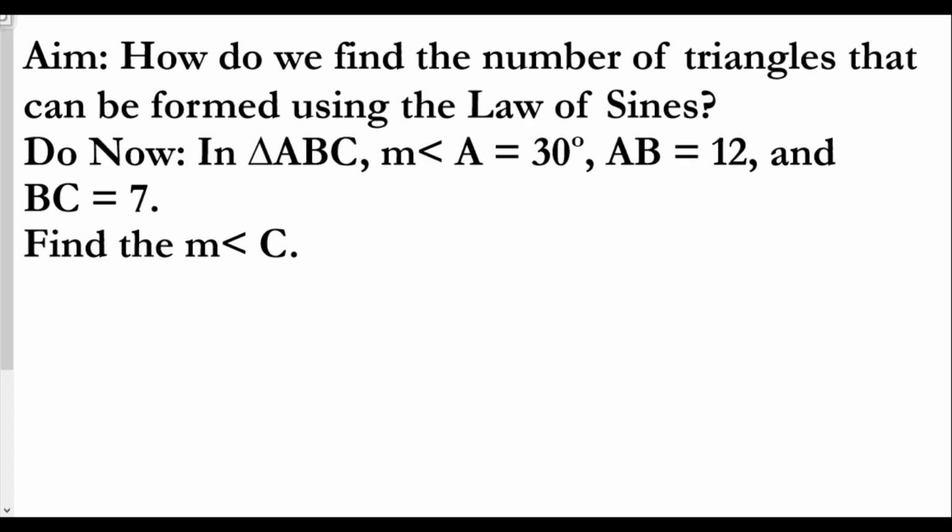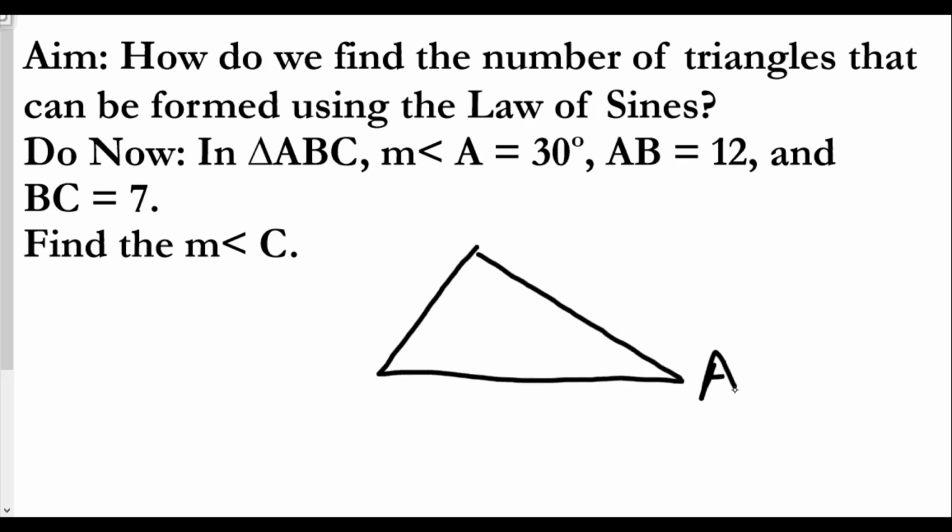In our do now, we have in this case triangle ABC. The measure of angle A is 30 degrees, AB is 12, and BC is going to be 7. We want to find the measure of angle C. All right, so again, we always should try to draw a diagram. So here, I'll make this angle A because that's about 30 degrees, maybe more or less. AB is 12, so here's AB, make this 12, and BC is 7. Now, we don't know anything else, right? So we want to find the measure of angle C.